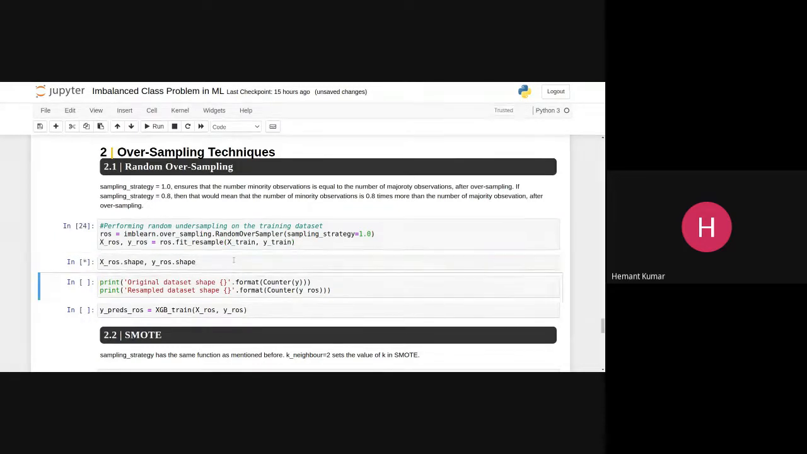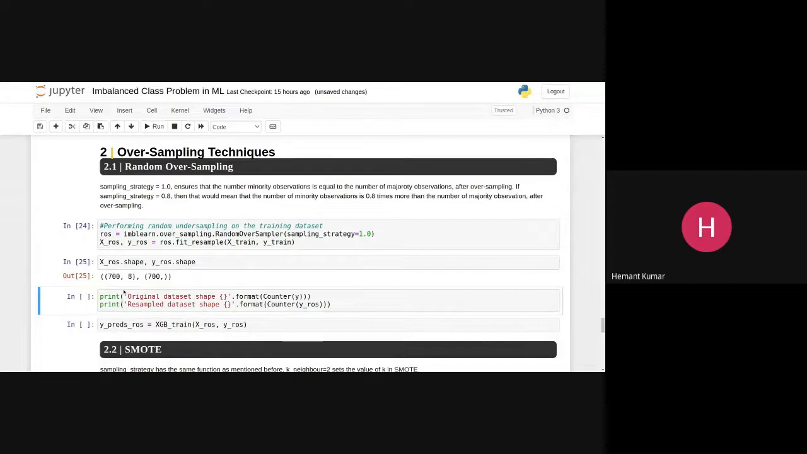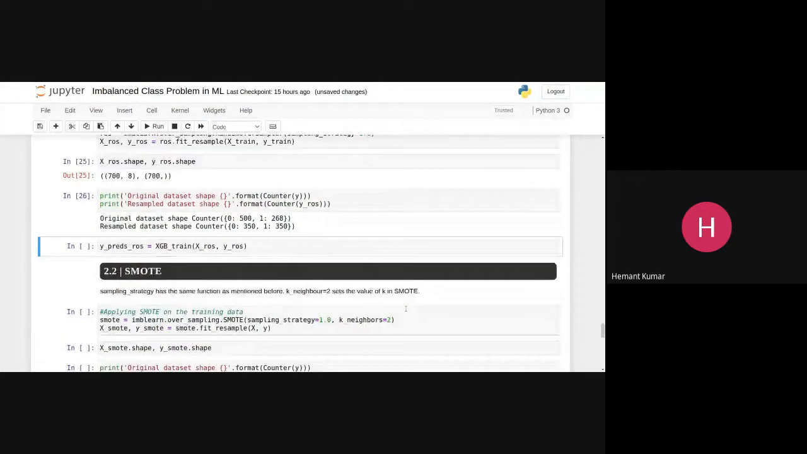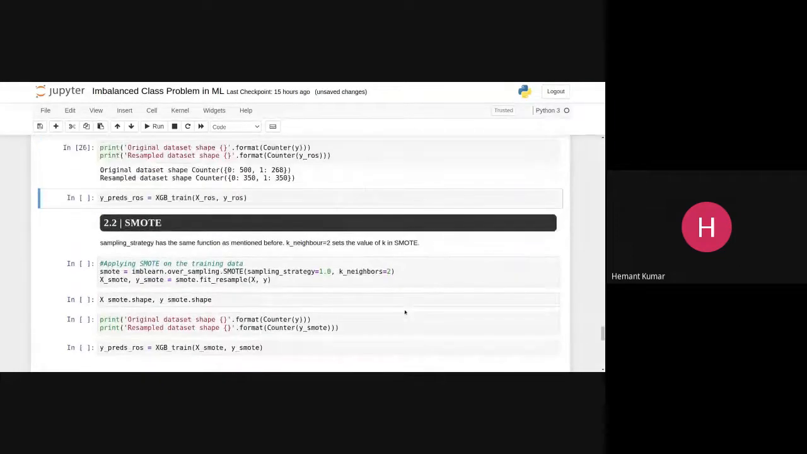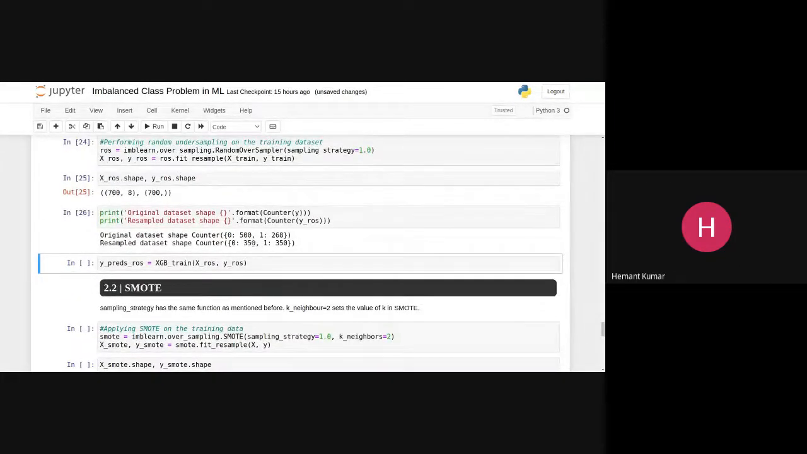So again, this is random oversampler. Previously we have 268 samples, so it is moving to equality of the exact sample. So we have the sample about 500, so we have moved to more than or equal to the majority class. So this is 700 and 700. The original data sample is 500 and 500.